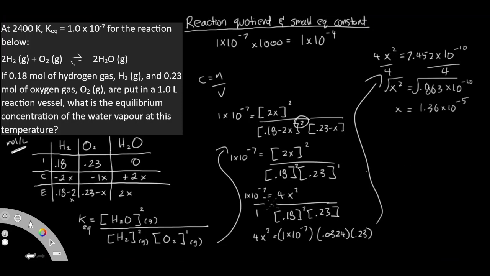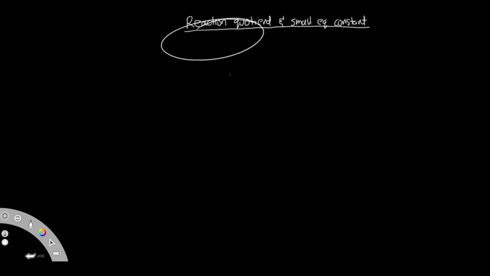There we have it. Now we're going to get our concentration for H2O. What would it be? You just have to take our 2 multiplied by whatever x value is. This is our x value. Multiply by 2, you end up getting 2.73 times 10 to the negative 5. And of course, all of this is in moles per liter. This is your answer. Now let's look at our reaction quotient.